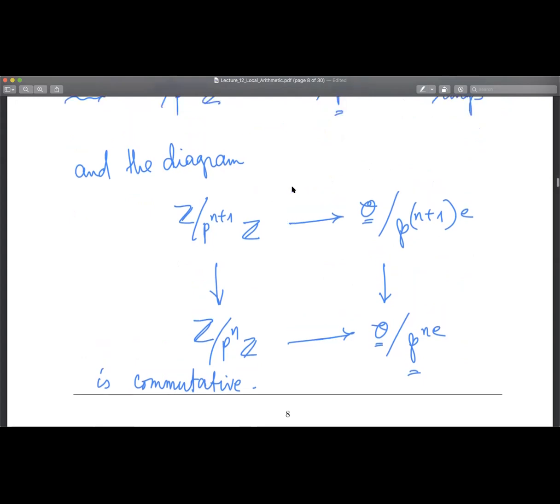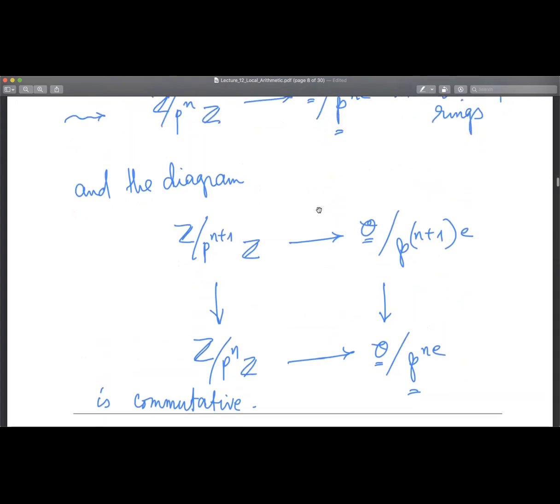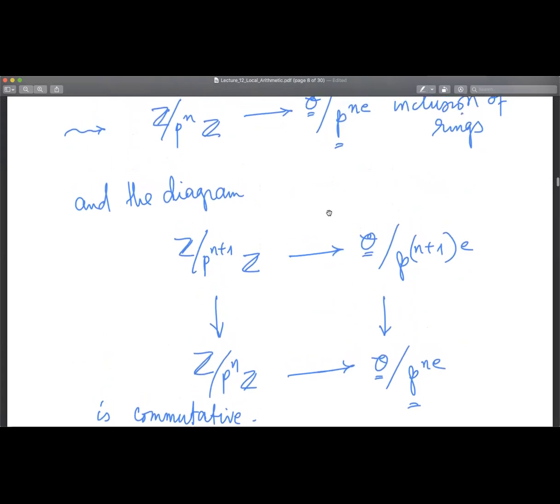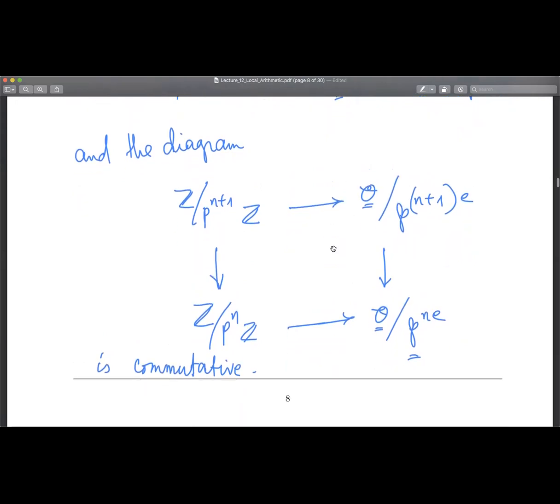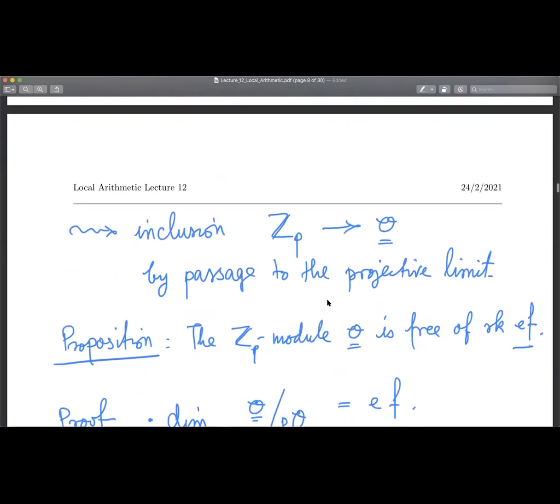This is more or less by definition. There's absolutely nothing to check or verify here. So what you get is an inclusion in the inverse limit, or the projective limit. You get an inclusion of Z_p, an inclusion of rings. So this O becomes a Z_p algebra.